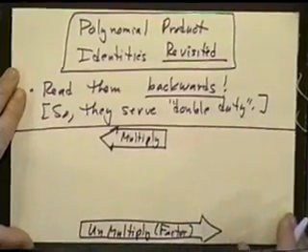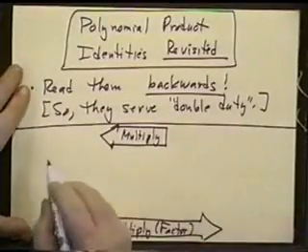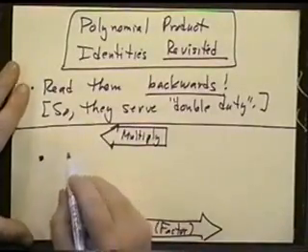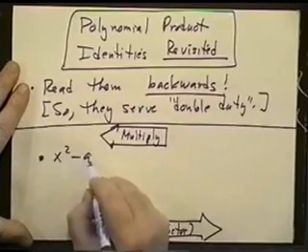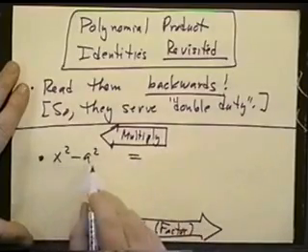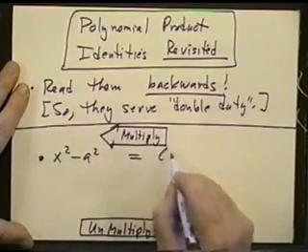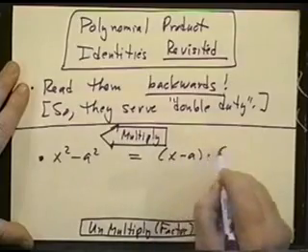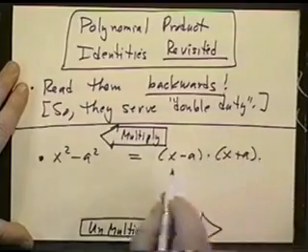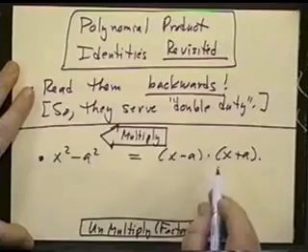Okay? So I've got multiply and unmultiply. All right. Well, the first one I'll look at is x squared minus a squared. Looking at it with the x squared minus a squared on the left, unmultiplying it, it becomes x minus a times x plus a. You notice I've simply reversed the two sides.